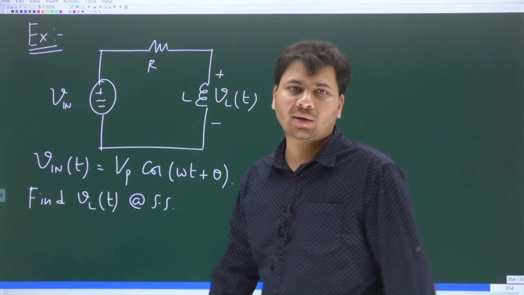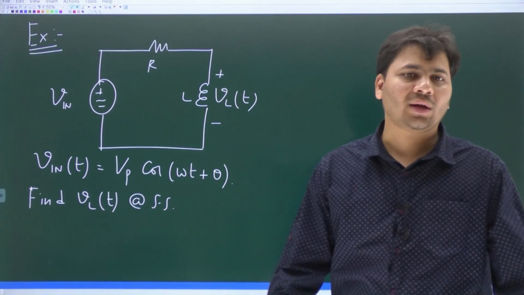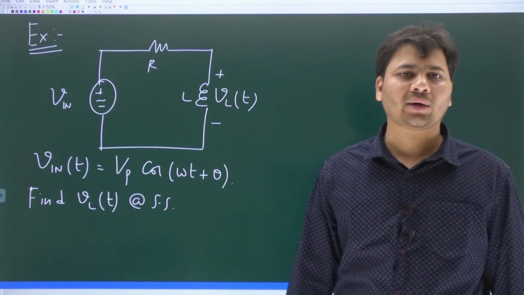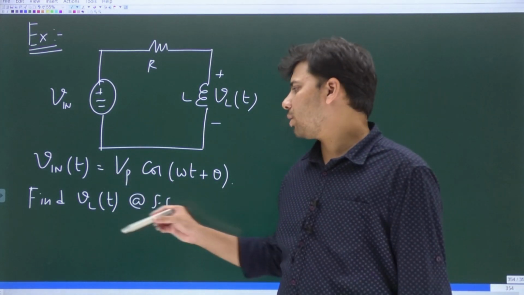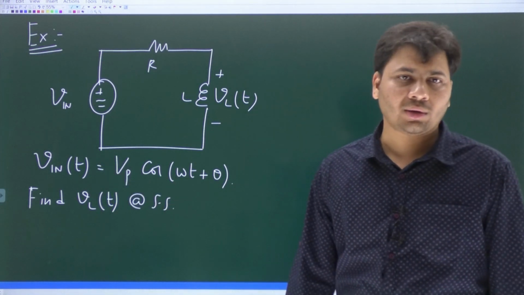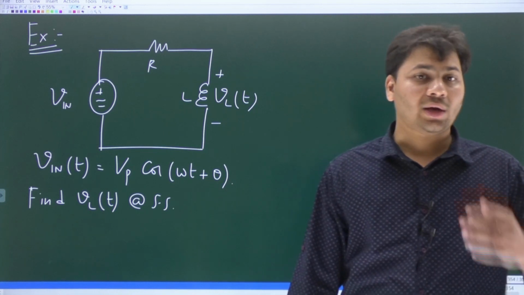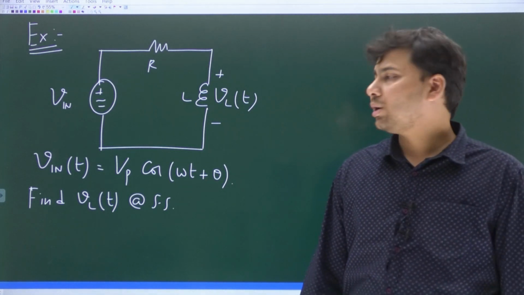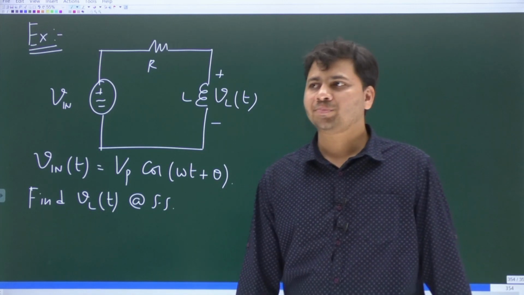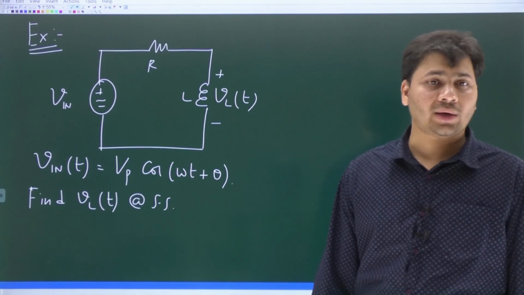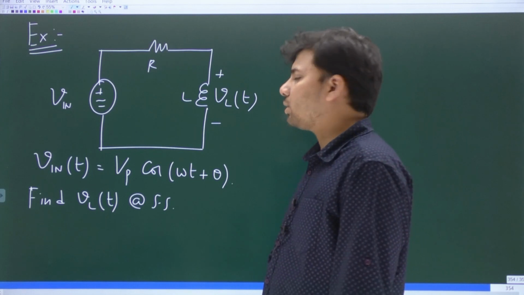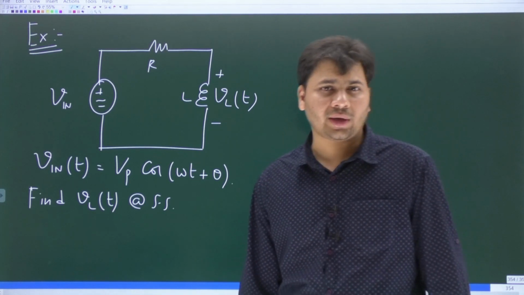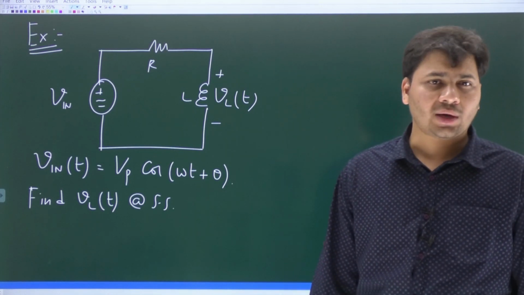So what steady state will this circuit reach at t equal to infinity or after a long time? Because the circuit is driven by a sinusoidal source, it will reach sinusoidal steady state. And at sinusoidal steady state, every voltage and every current is also going to be sinusoidal at the same frequency. Let us now do the analysis in the phasor domain.